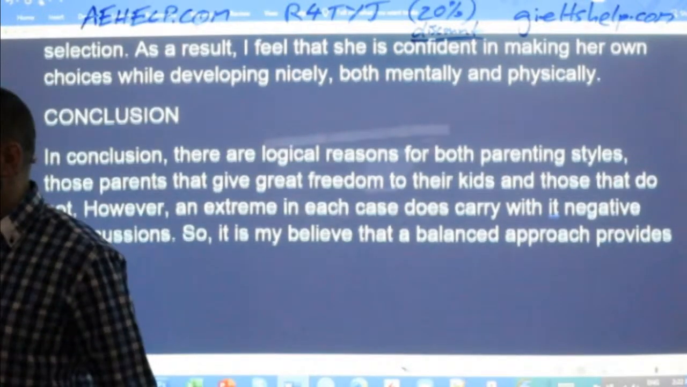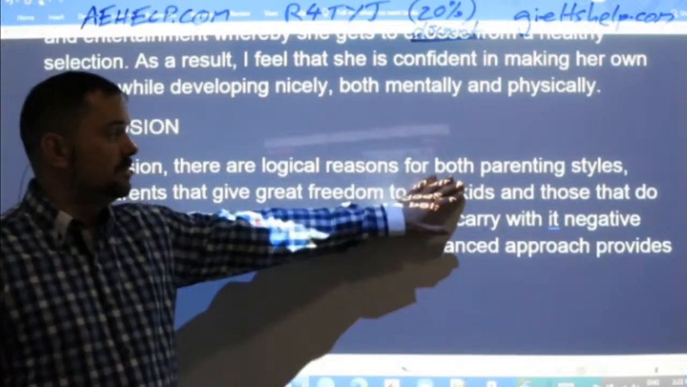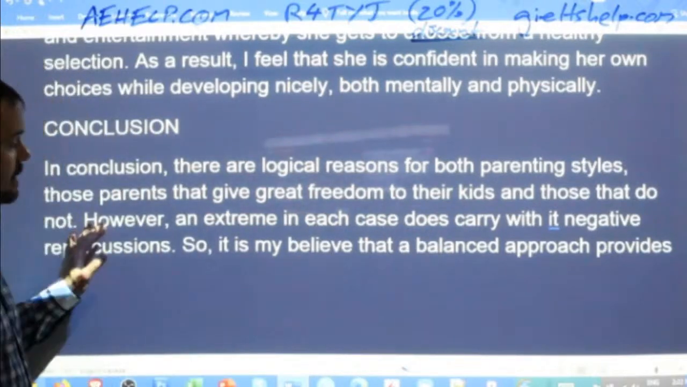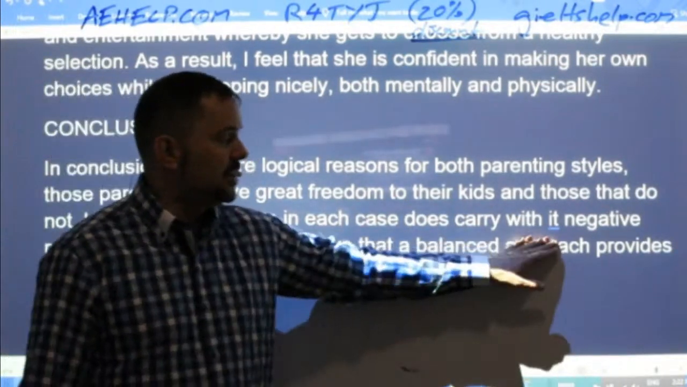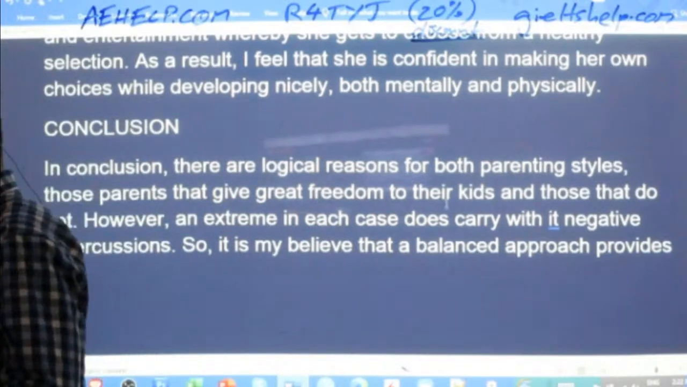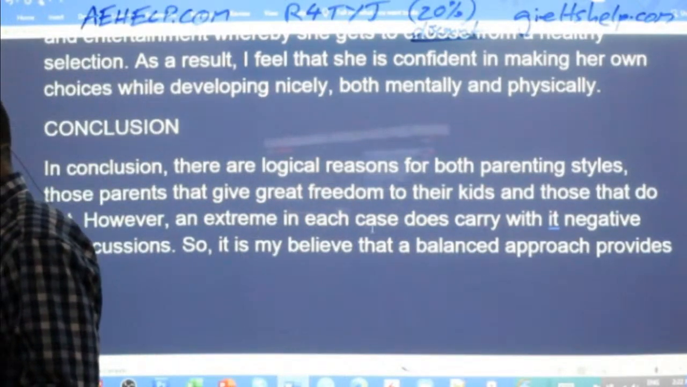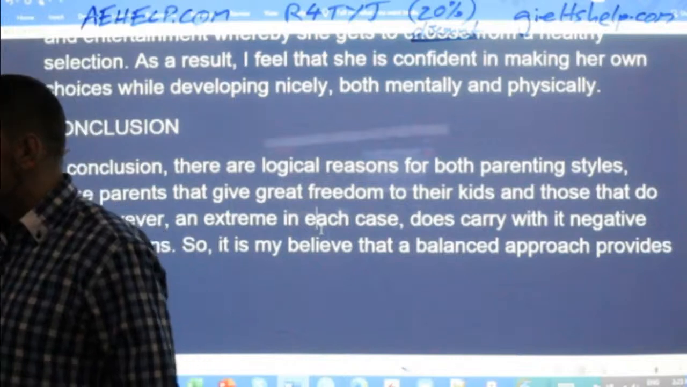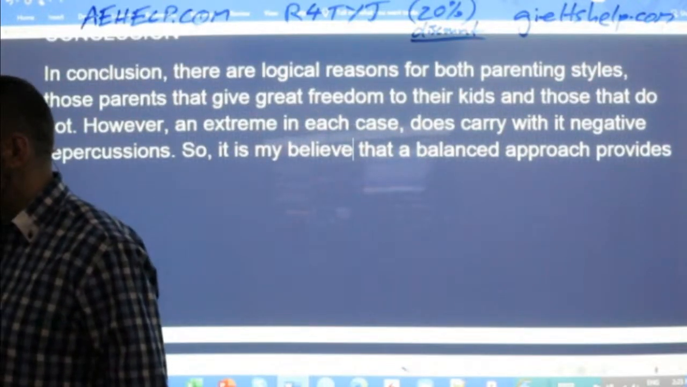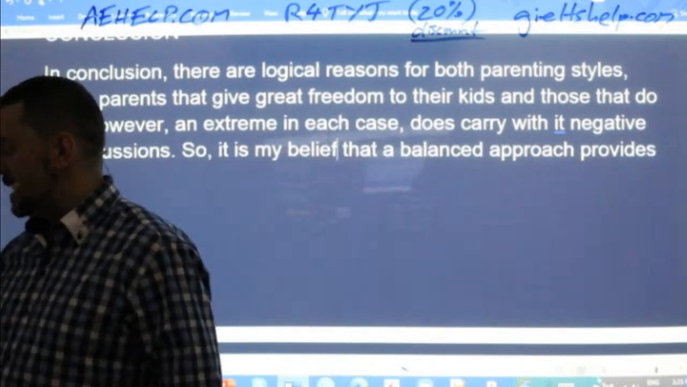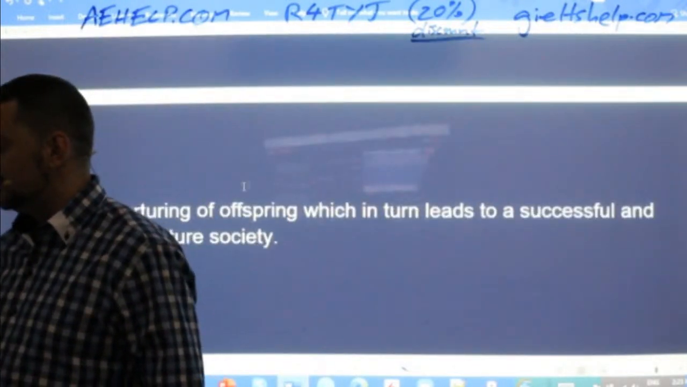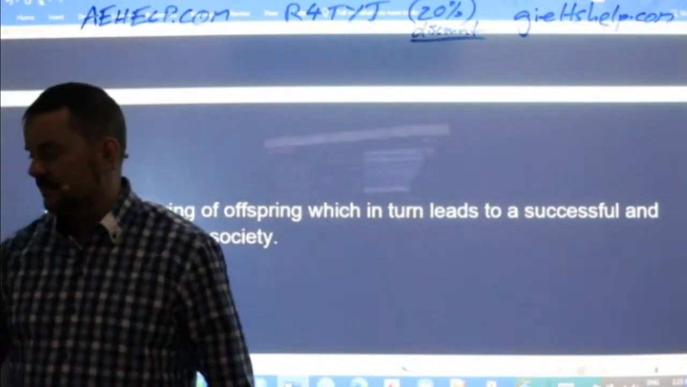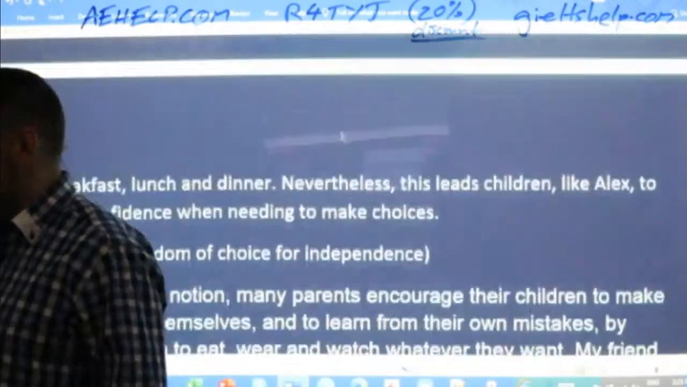Okay, here's mine. In conclusion, there are logical reasons for both parenting styles. Those parents that give great freedom to their kids and those that do not. However, an extreme in each case does carry with it negative repercussions. So it is my belief that a balanced approach provides optimal nurturing of offspring, which in turn leads to a successful and prosperous future society.